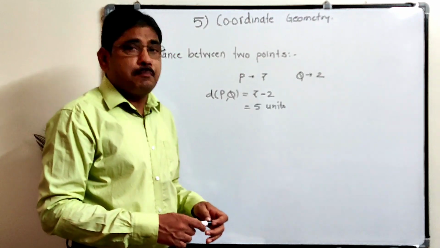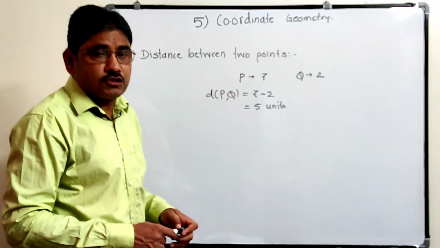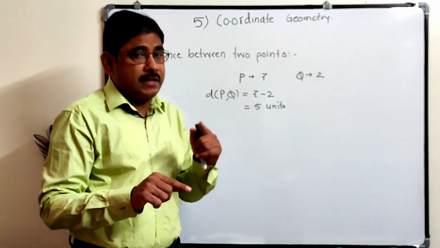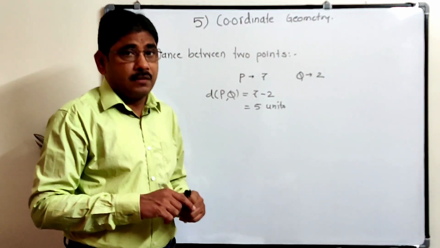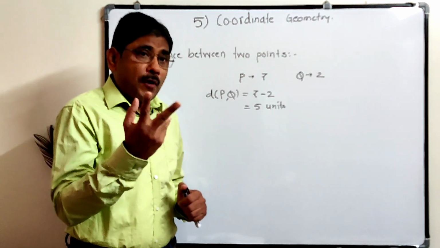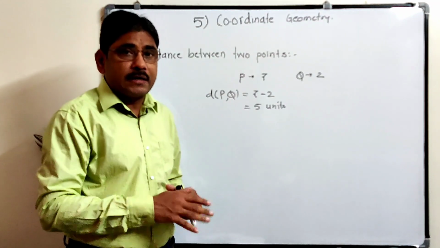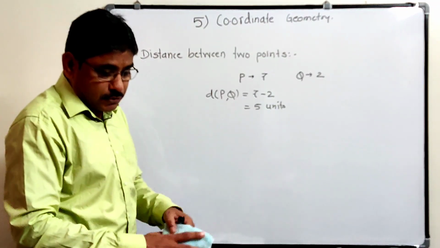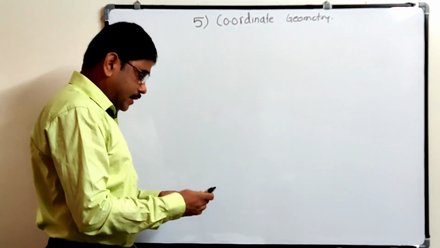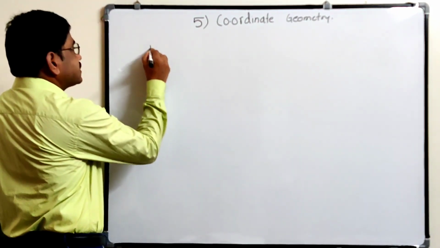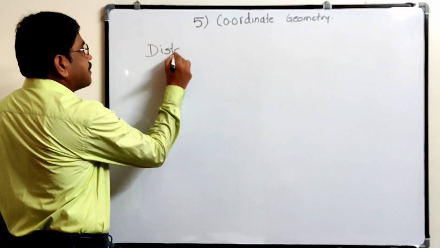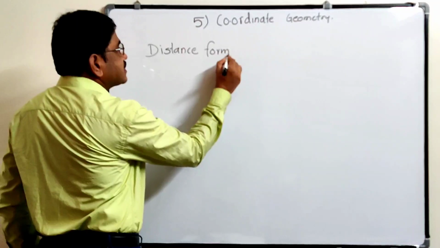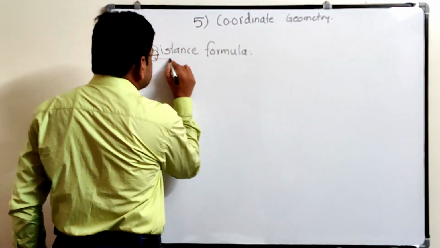Now let us see, if P is x1 y1 and Q is x2 y2. In Cartesian coordinate system, you know, x1 is the x coordinate, y1 is the y coordinate of that point. So if 2 points are given having coordinates x1, y1, x2, y2, then how to find the distance between them? For that purpose, we have to use the distance formula. The first important point from this chapter is the distance formula. We have to remember this formula. Without this formula, we can't do anything in the exercise. So what is that distance formula? Let us see.